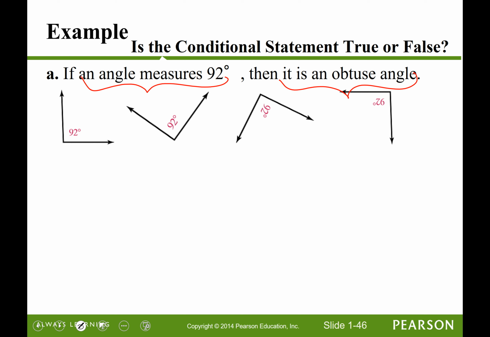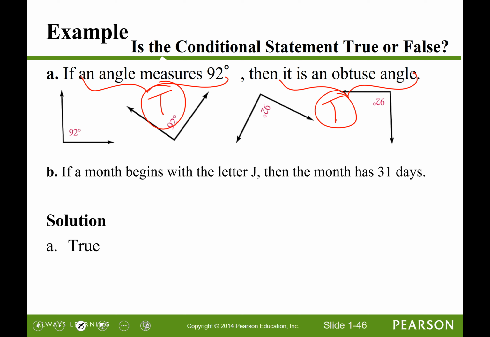So it's looking like, or it is, if an angle measures 92 degrees, if that is true, then your conclusion is always going to be true. It will be an obtuse angle. So this would make the overall statement have a true truth value. The conditional statement is true.